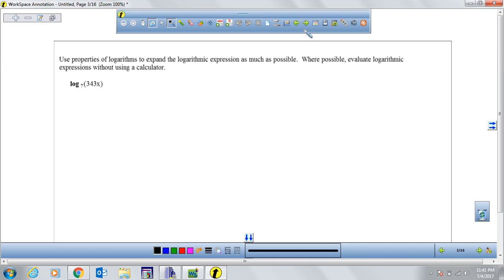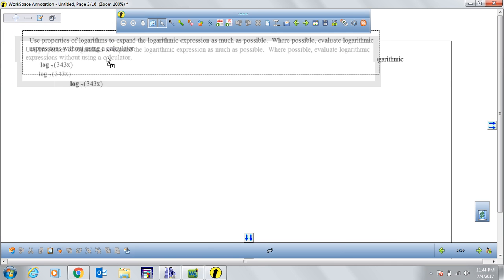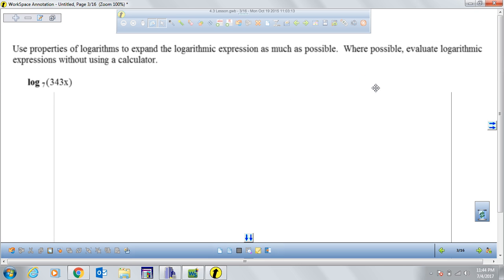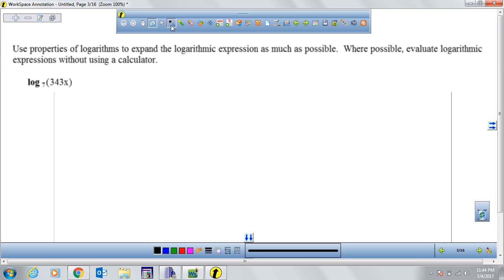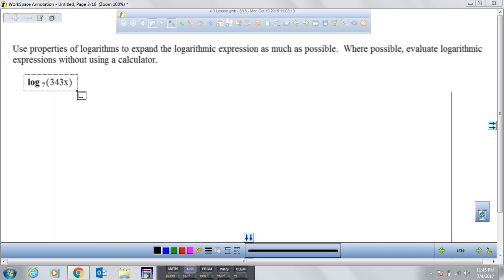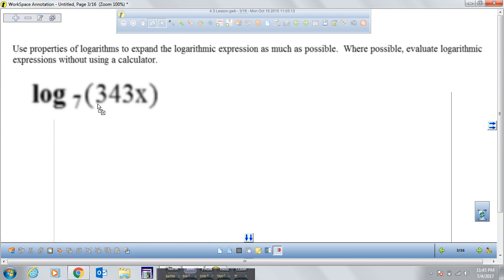Let's start with the following. Now we're going to use those properties for two things: to expand logarithmic expressions, that is one operation, and to condense logarithmic expressions, that's the second operation. On this first part, we're going to be expanding logarithmic expressions. So basically what we want to do, using the product rule, the quotient rule, and the power rule, is split this log into several logs as much as possible.